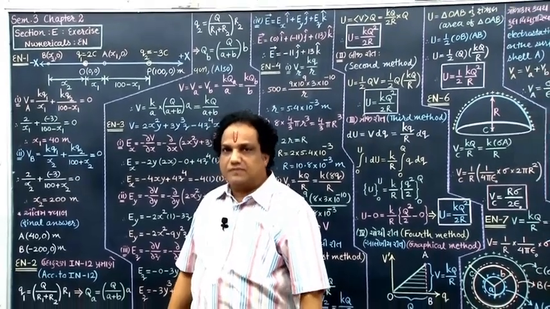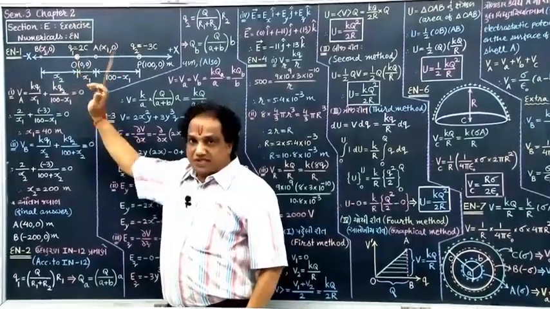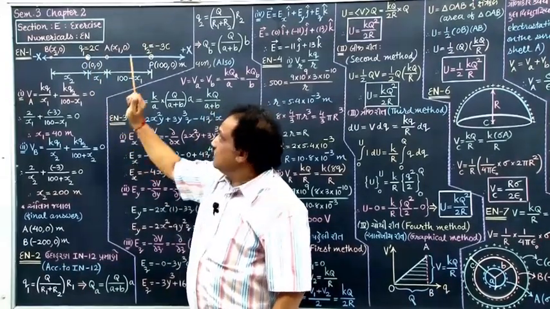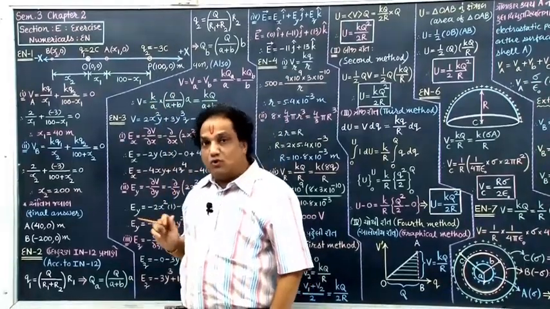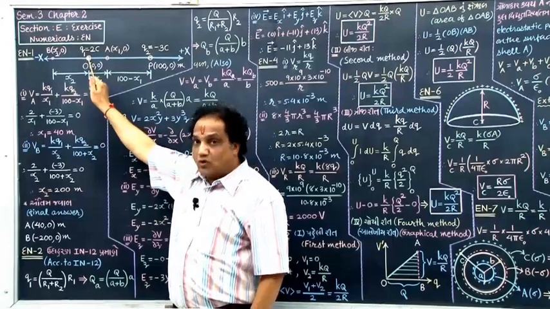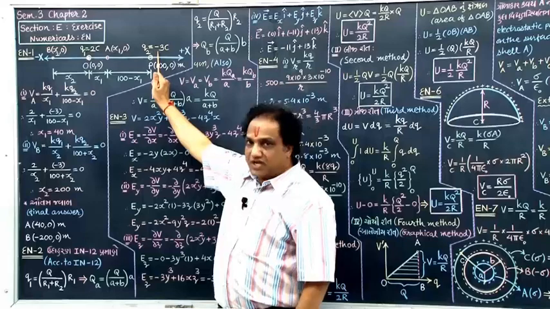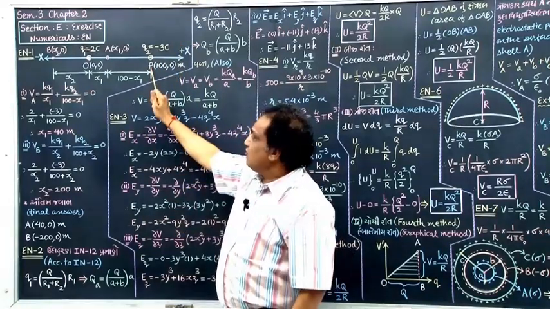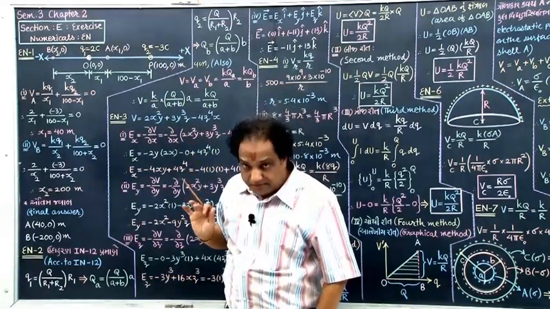Have you read it? Come on. We have 2 point charges, Q1 equals 2 coulomb and Q2 equals minus 3 coulomb. Out of which this 2 coulomb point charge is located at the origin and the other point charge, minus 3 coulomb, is located at that point which has coordinates (100, 0), that many meters.